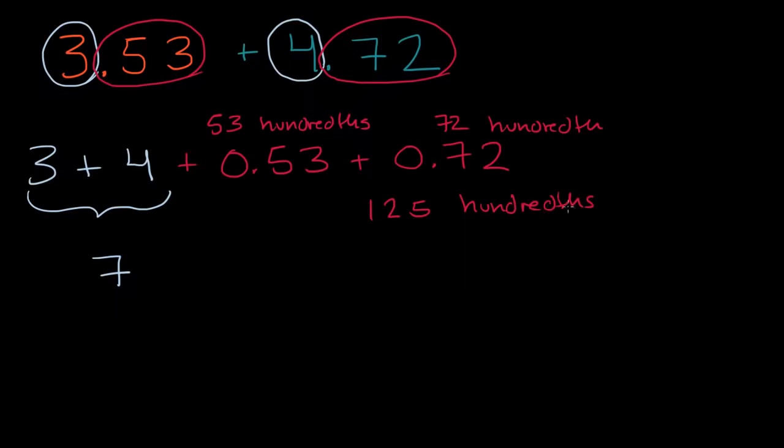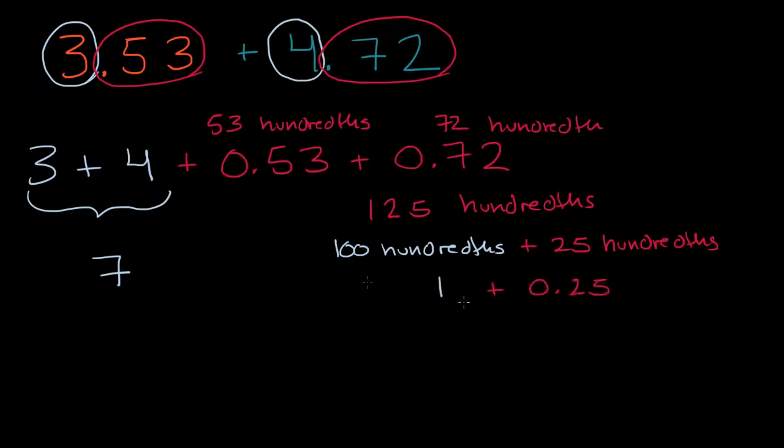Well, there's a couple of ways to think about it. You could view this as 100 hundredths plus 25 hundredths. And the reason why I picked 100 hundredths is because 100 hundredths make a whole. Plus 25 hundredths. And so 100 hundredths is just going to be 1. So this is going to be 1 plus 25 hundredths. So I could write this 1 plus 0.25. And remember, I'm adding that to the 7 here. So it's going to be 7 plus the 1 plus the 25 hundredths.